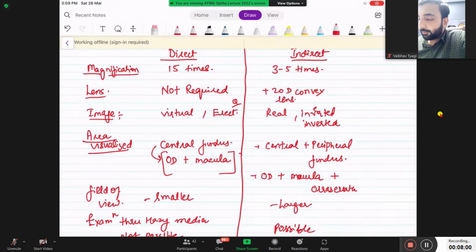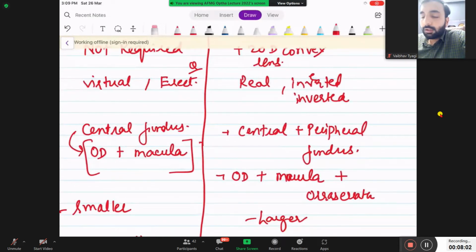With indirect ophthalmoscopy, suppose a patient is having intermediate uveitis. So what is the site of inflammation in intermediate uveitis? Pars plana is getting involved, right? So pars plana lies in periphery of the retina. Okay, it is just behind the second part of ciliary body. It is the periphery of the retina.